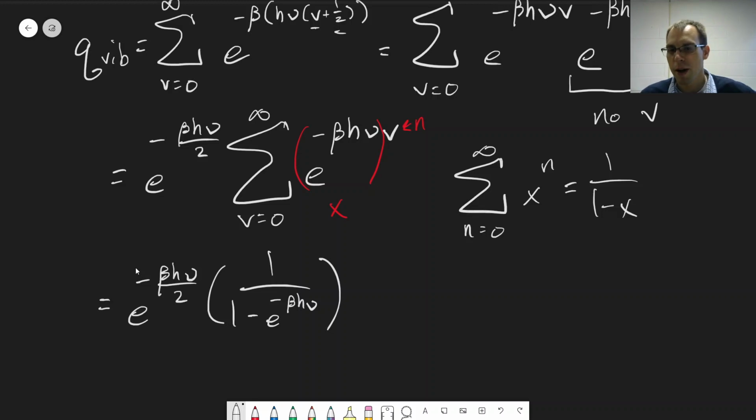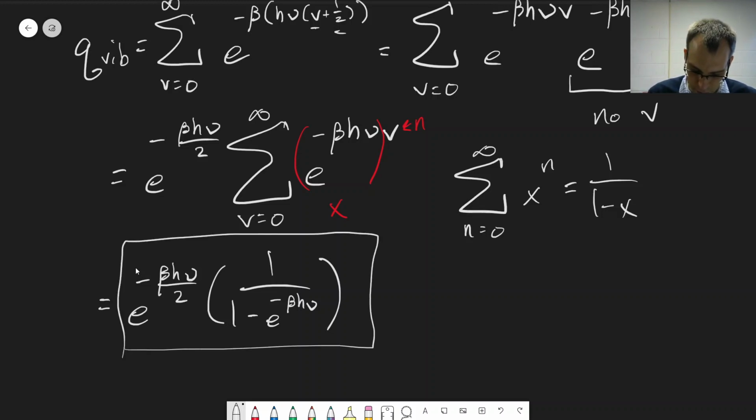And this is our vibrational partition function. This is the final form that we get for this. So we'll go ahead and pause here, and in the next video look at some of the consequences, or what we can do with this partition function, and some more information we can get out of it.